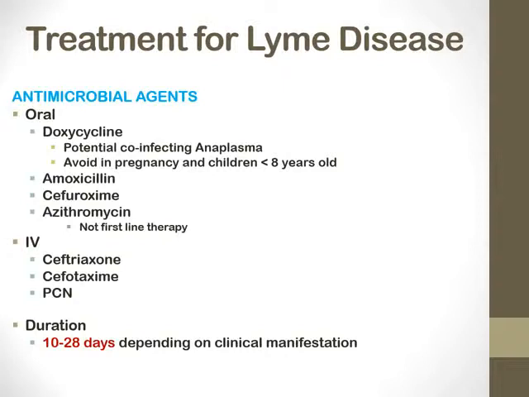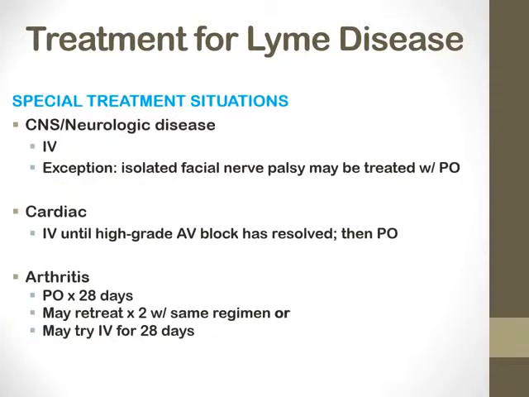If you do have to go to IV therapy, ceftriaxone generally is used because it's once-a-day therapy, whereas cefotaxime and penicillin require more frequent dosing intervals. The duration of therapy varies depending upon the particular clinical manifestations, but as you can see up there, there are no times when duration is extended beyond 10 to 28 days, except one exception on the next slide. So never condone treating people for years with these antimicrobial agents.